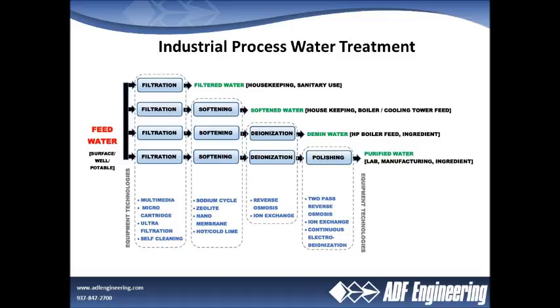So 4 major technologies are filtration, softening, deionization, and polishing. And down below we have the different equipment that you'd use for this type of treatment. So as you go from left to right, your amount of treatment increases. So this is the process water side of things. And we'll come back later and use some of these terms when we talk about reuse technologies and examples.